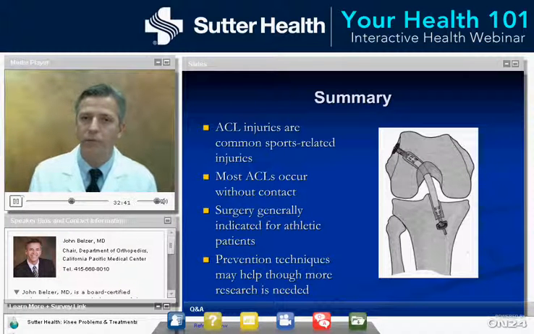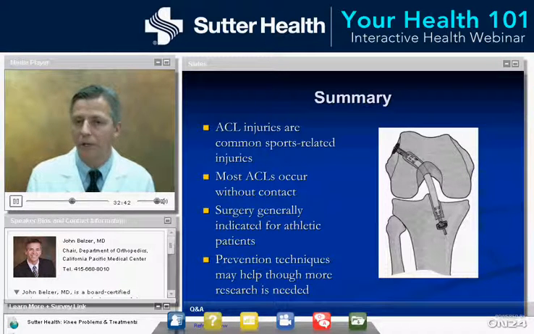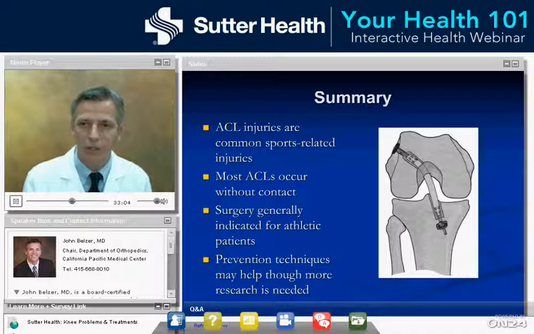Surgery is generally recommended for patients who want to return to an active and athletically demanding lifestyle. And finally, prevention, though not perfectly figured out at this point, is something that we would love to work towards improving, and I think more of these studies are going to come forward over the upcoming years to give us better strategies to prevent these ACL injuries from occurring in the first place.